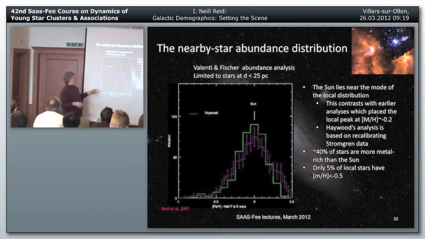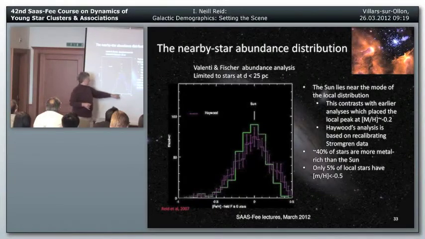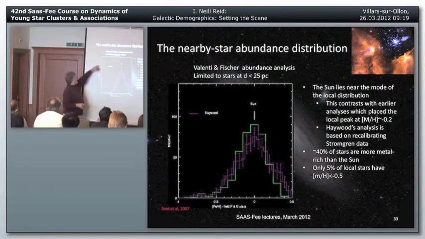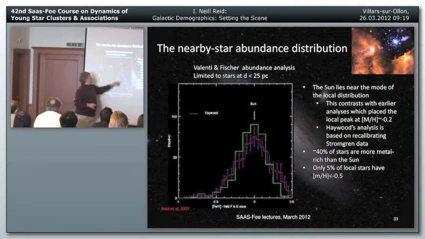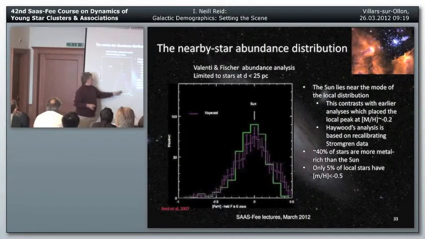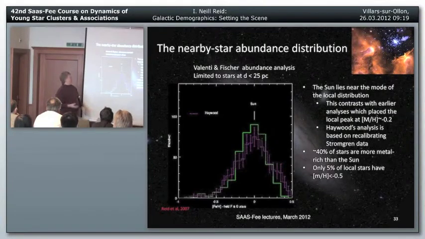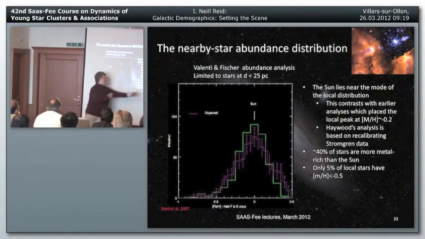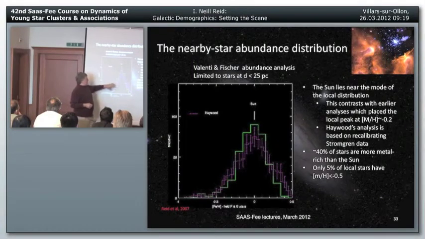If you looked at the distribution, so this is a plot of the number, this is metallicity, minus a half, 0, plus a half, and number of objects from a couple of samples, one survey that I did, and then one survey that Misha Haywood did. This is solar abundance, and it's near the mode of the distribution. About 5 years ago, this whole thing was shifted to the left, basically because of an error in the Stromgren photometry. But it looks like the sun is about average for where we are now. About 40% of stars are more metal rich, 5% of stars are metal poor down here.